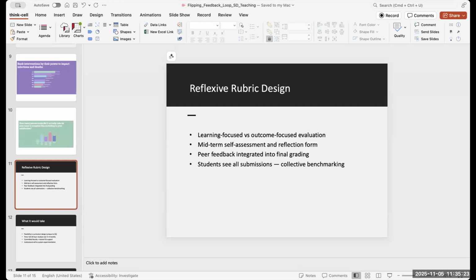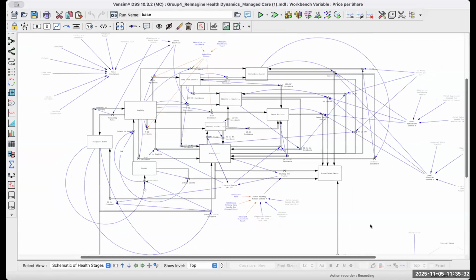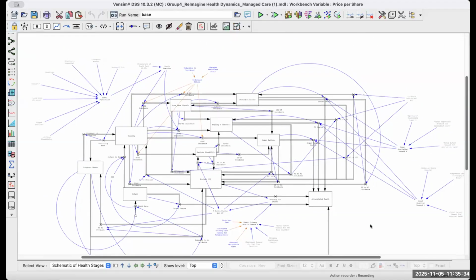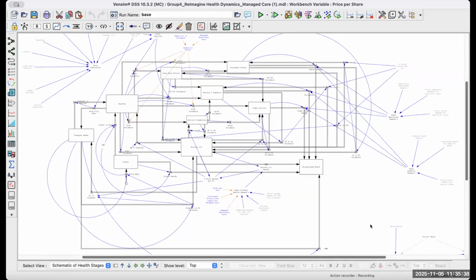Now let me quickly show you the model that we built. Can everyone see my screen? Okay.